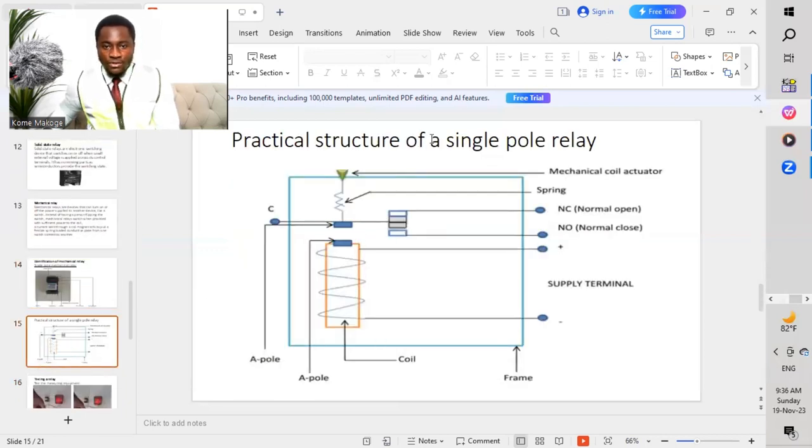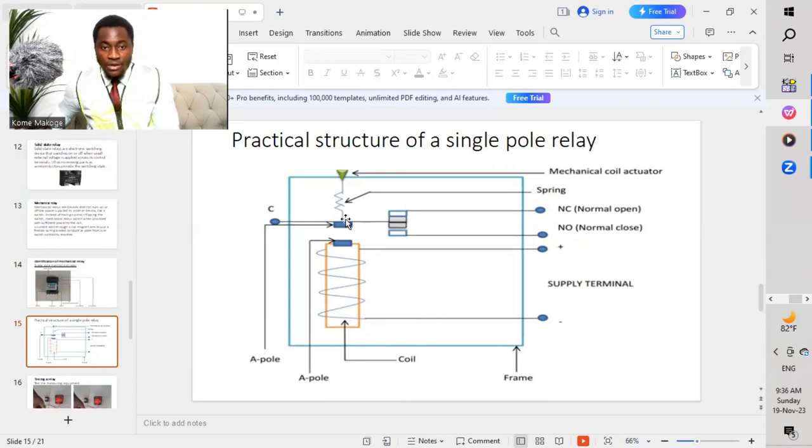Graphic: practical structure of a single pole relay. As you can see here, I've designed this in such a way that when you look at the different contacts, you'll be able to understand how a single pole relay functions. So we have a spring here, and then we have this mechanical coil actuator. When you press this green button, it will move the spring downward. By so doing, we'll move this contact down, and that changes the NC to NO. Right now it's in a normally closed contact. It will change the contact once this mechanical coil actuator is pushed down.